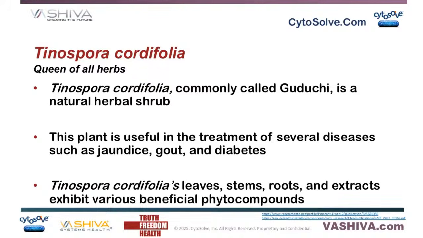The plant's medicinal properties are attributed to its phytochemical richness, with beneficial compounds found in its leaves, stems, roots, and extracts. These phytocompounds contribute to its wide-ranging health benefits and support its reputation as a valuable herb in traditional and modern medicine. Now, many of you know the approach that I take.